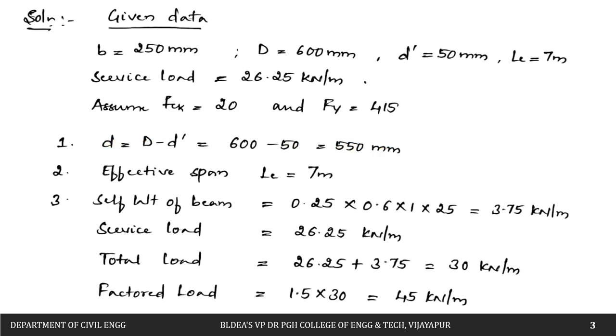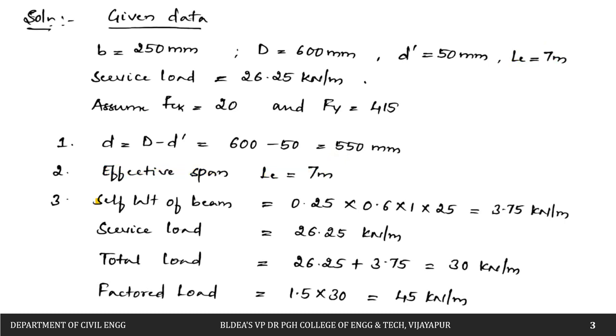Next, in the previous problem, we had calculated the effective span. But in this case, they have directly given the effective span. Otherwise, if the clear span is given, we have two criteria out of which we have to take the least value. On that basis also, you can calculate if the effective span is not given to us.